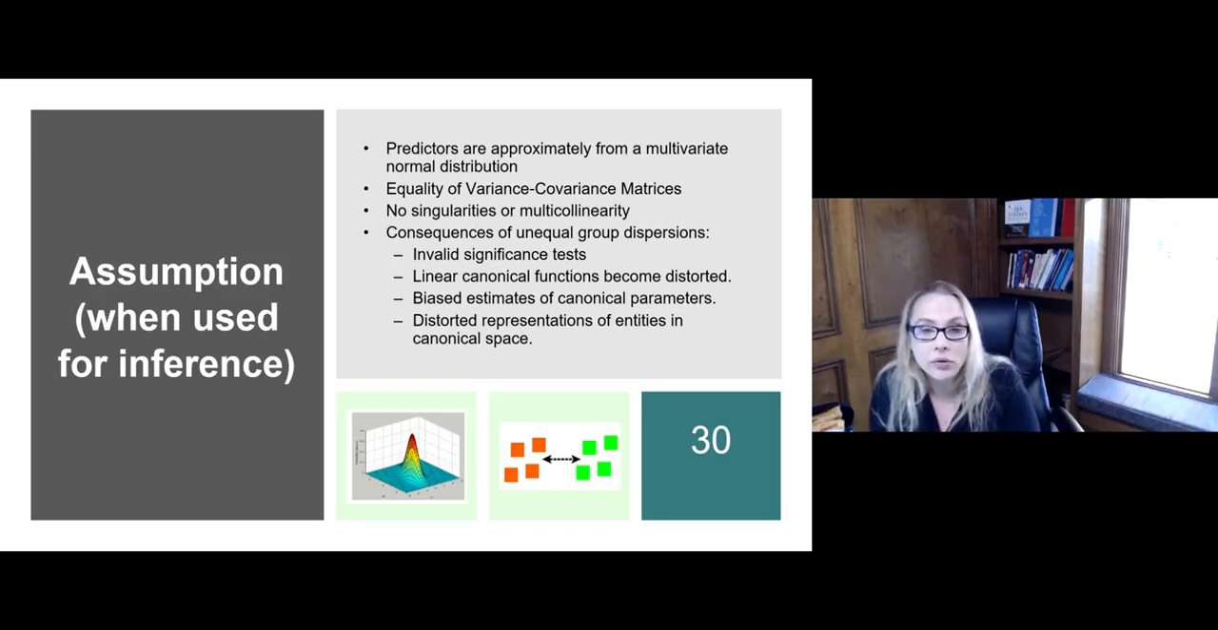So although these assumptions can be violated in practice, this method is surprisingly robust to these violations. But these are, in fact, the actual assumptions underlying the approach when using this for inference. In practice, you're going to have some level of violation of these, and the method is fairly robust to small violations of these assumptions. And again, you do not need to meet these assumptions when you're using this for prediction purposes.